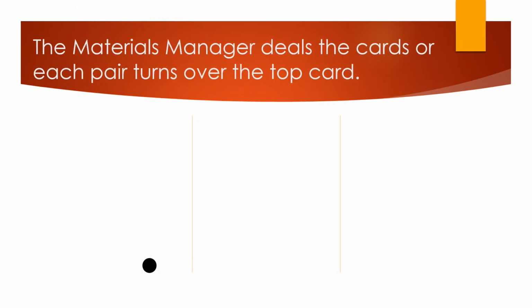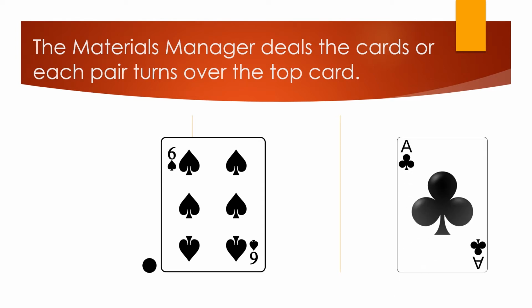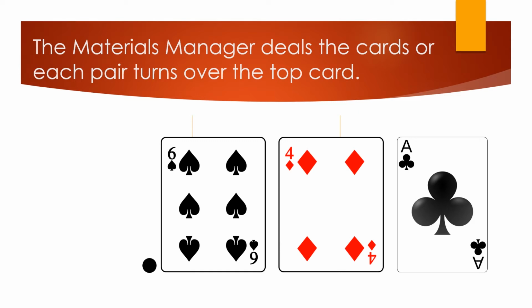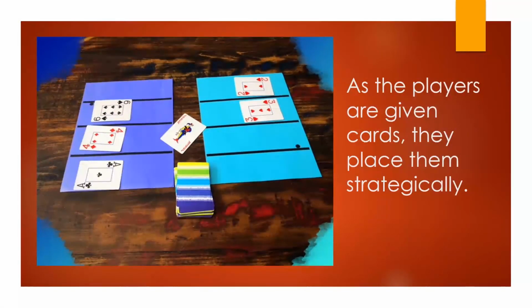The materials manager deals the cards, or each pair turns over the top card. Everyone has to be patient to let that card be placed before the next card is turned over, and once you've placed a card, it can't be moved. As the players are given cards, they place them strategically. Based on where their cards have been placed on these place value mats, do you think they are making the greatest amount possible or the least amount possible?